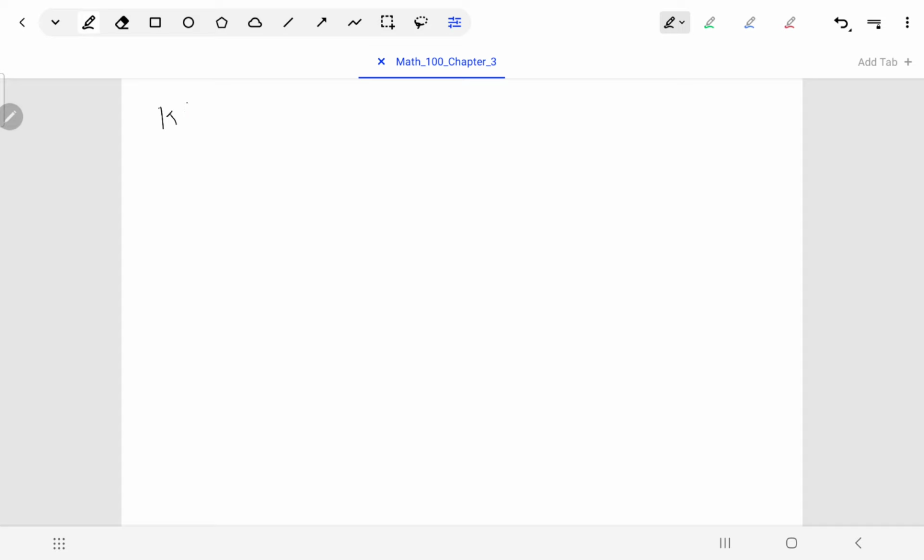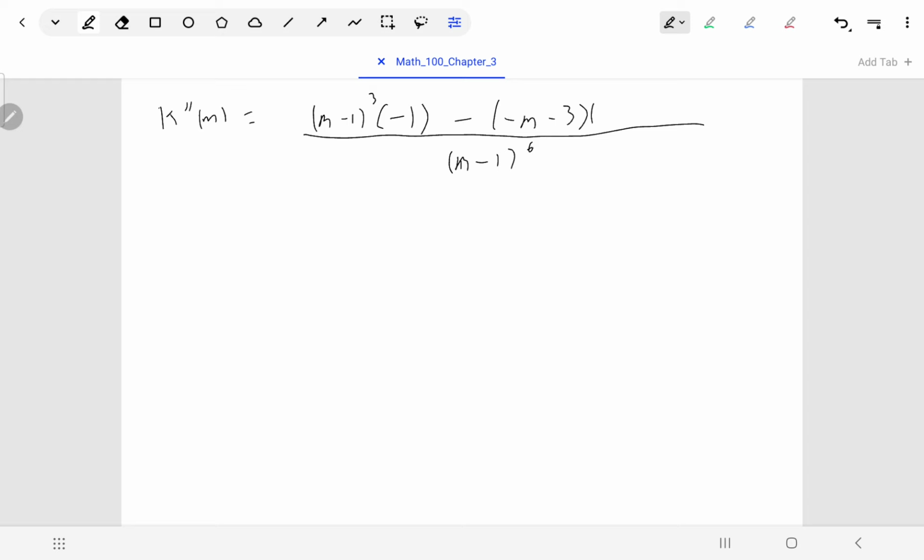So for our second derivative, the bottom will get squared. So m minus 1 cubed, when I square it, gives me m minus 1 to the 6. The bottom comes up. Derivative of the top, derivative of negative m is negative 1, minus the top as it is, times the derivative of the bottom.